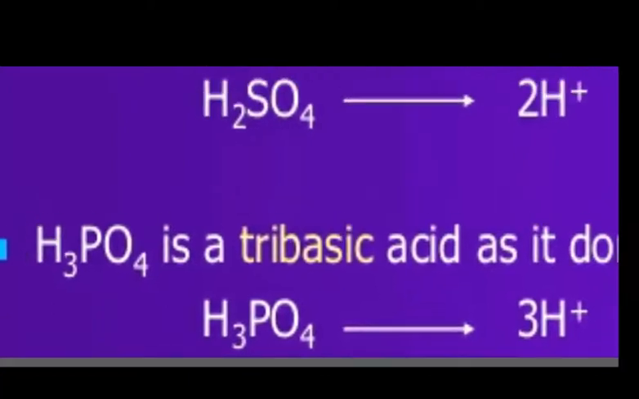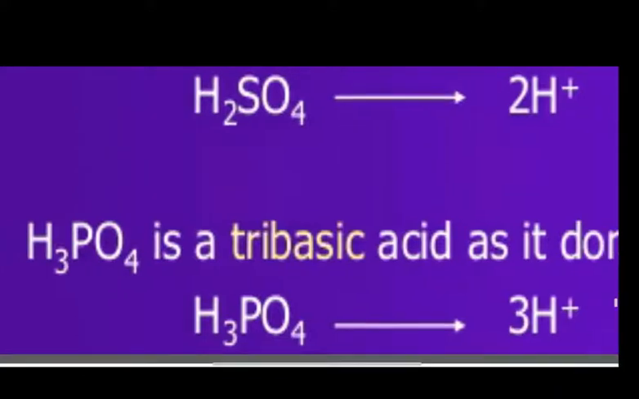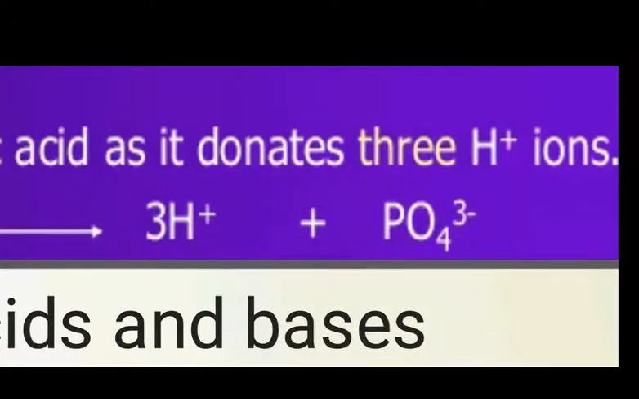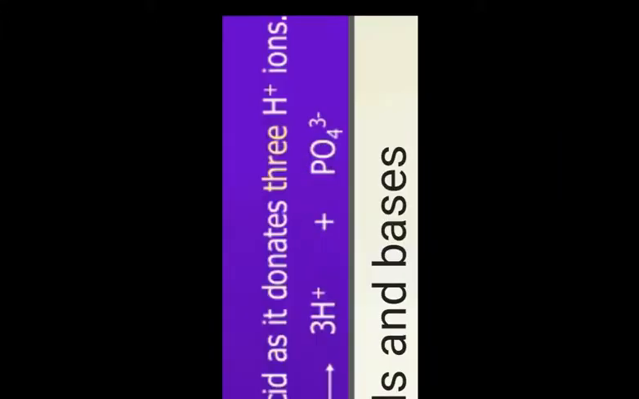Now it comes to tribasic acid. Tribasic acid means, for example, phosphoric acid. Phosphoric acid is a tribasic acid. It consists of three replaceable hydrogen atoms, like H3PO4 gives 3H plus and PO4 3 minus. Understood all of you? Monobasic, dibasic and tribasic. I will ask you afterwards.